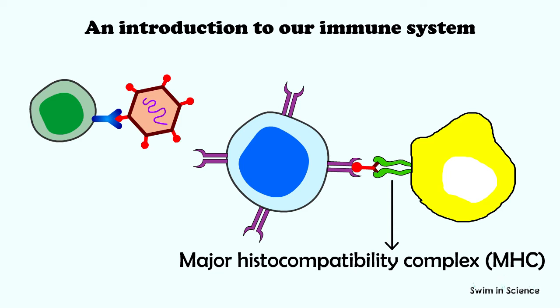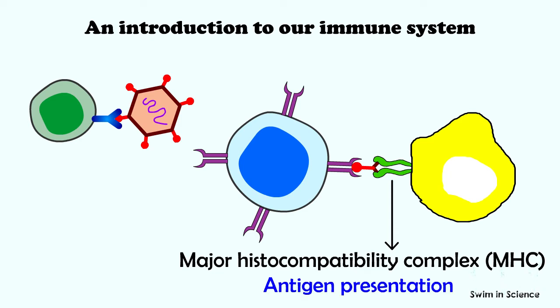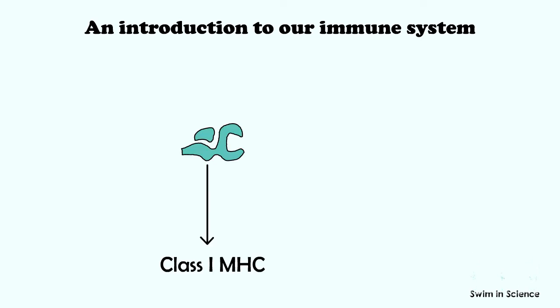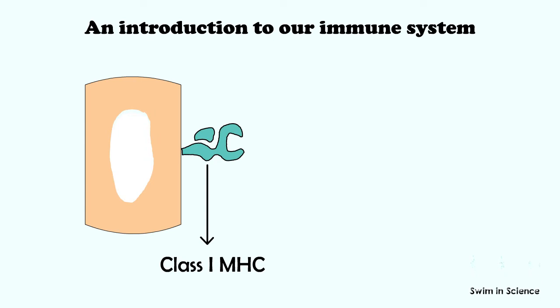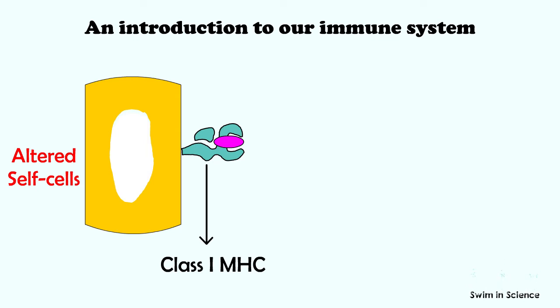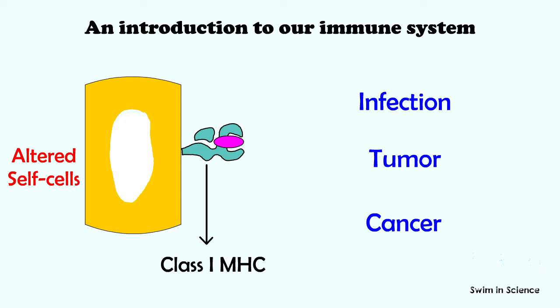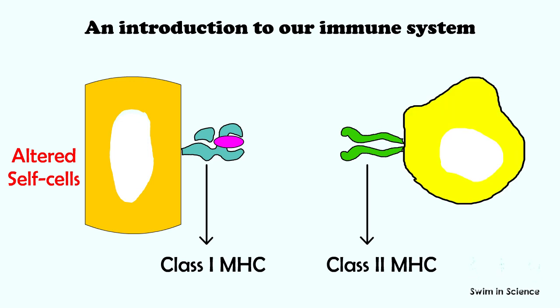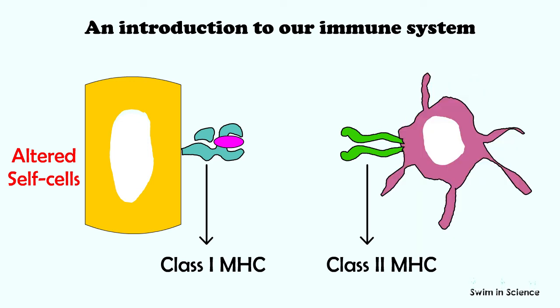These MHC molecules take part in a process called antigen presentation. There are mainly two types of MHC molecules. Class 1 MHC molecules are expressed by nearly all nucleated cells, that is our body cells, which are generally considered as self cells of the body. If these self cells display foreign antigens that are complexed with a class 1 MHC molecule, they are called altered self cells. In general, normal self cells have become abnormal, maybe due to infection or tumor or cancer. Class 2 MHC molecules are expressed by only antigen presenting cells such as macrophages, B cells, and dendritic cells.